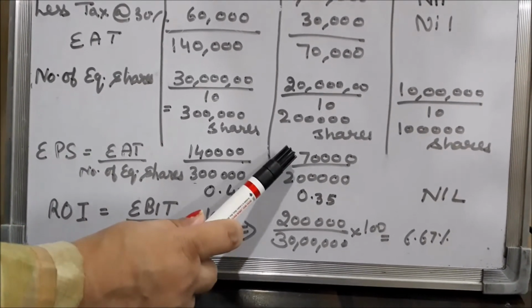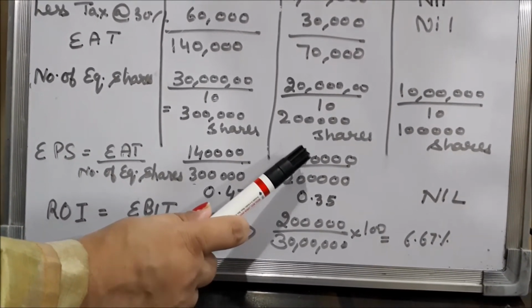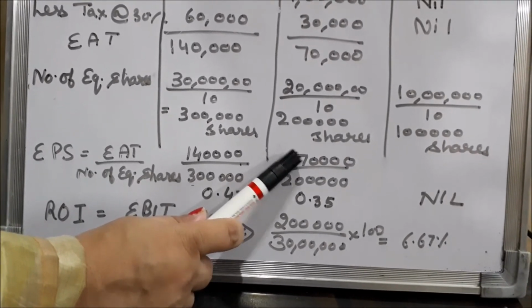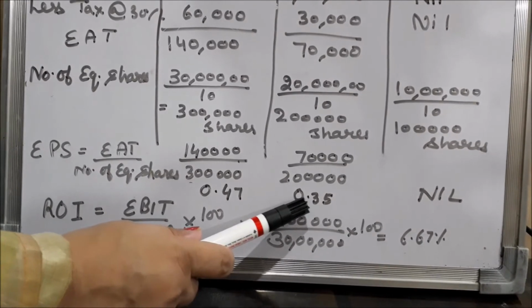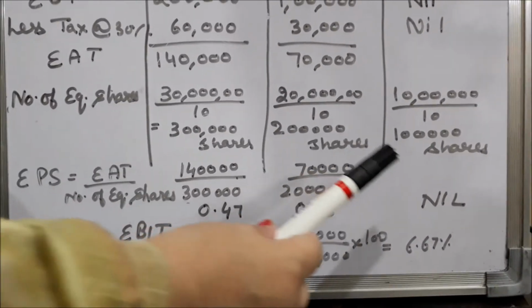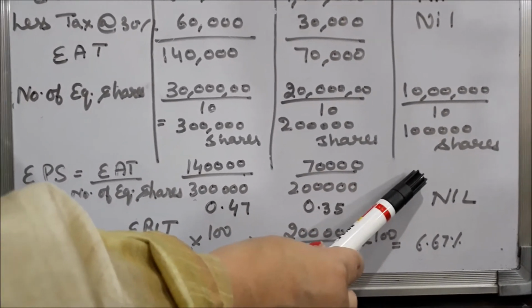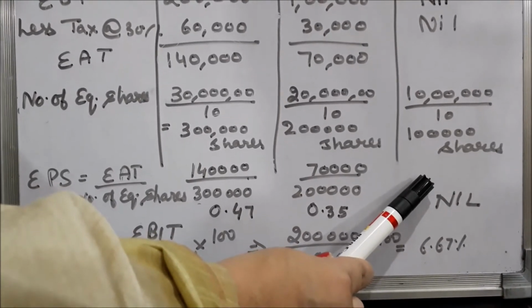In the second situation, earning after tax is 70,000. Divide it by the number of shares, 2 lakh. I am getting EPS of 0.35 rupees. And in the third situation, there will be no EPS because there is no earning.